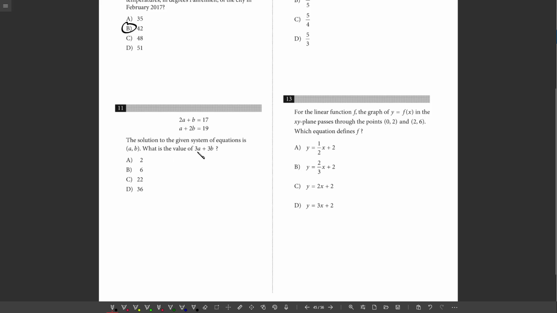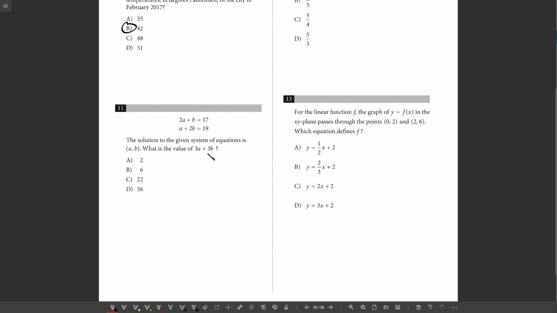11, we want the value of 3a plus 3b. So you could go ahead and solve this the typical way. You could do substitution. I generally recommend elimination. So try to cancel out these terms, or at least cancel out the a term, and solve for b, and then solve for a, and plug in.